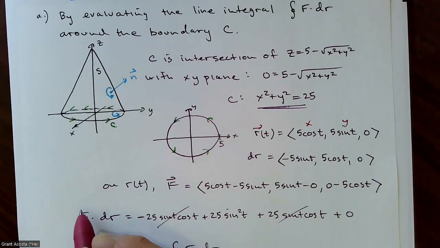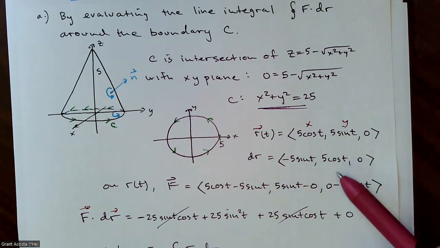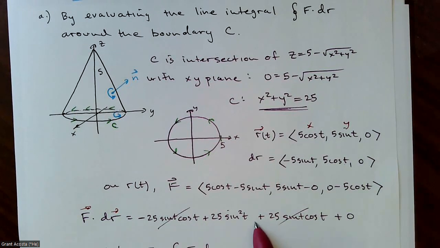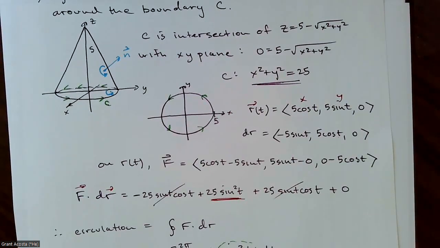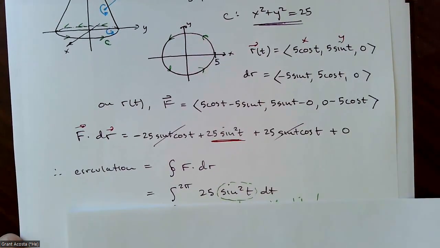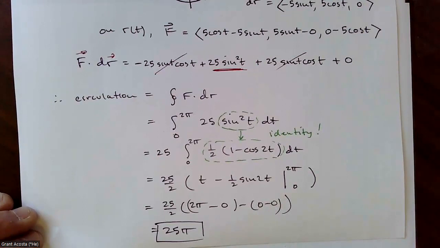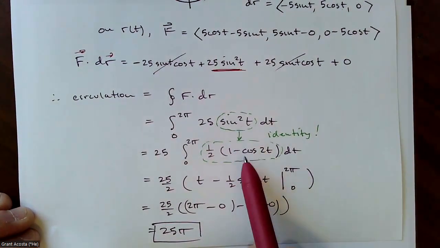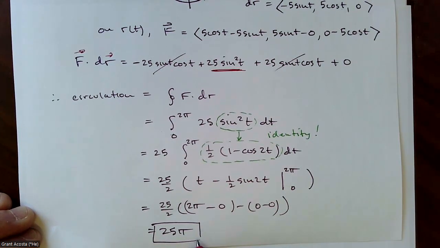And if you do F dotted with dr, try that yourselves, do the dot product of this. Everything cancels out except for 25 sine squared t. So then what you'd want to do is do this integral here. This might be a good chance to pause the video and make sure you can integrate that. Give it a go. And if you do that, use the identity for sine squared t, integrate, you should get an answer of 25 pi.